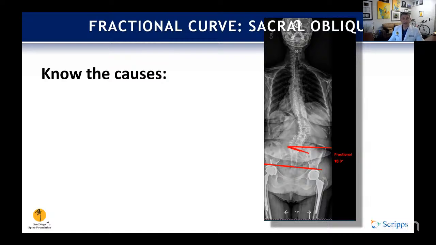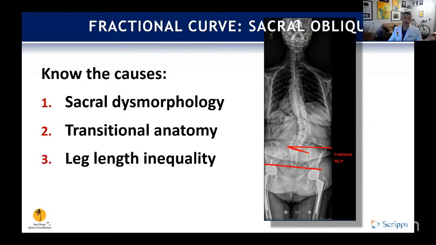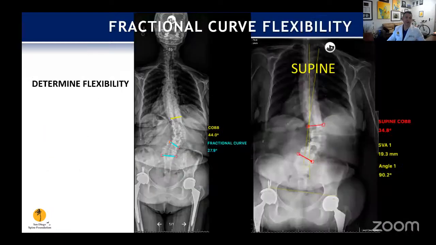So you also want to understand the causes of your fractional curve. There are different reasons why they have the fractional curves they have. We saw some sacral dysmorphology where the sacrum itself is actually misshapen. Like we saw today, you can have transitional anatomy. That's another one where you're able to see that a lot better with the CT scan. Again, leg length inequality would be the other one. CTs are super helpful when evaluating this coronal plane. So just make sure you're looking at them, especially that lumbosacral anatomy. It'll teach you a ton about what's happening at the bottom.